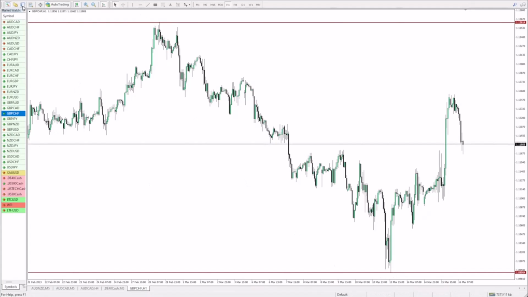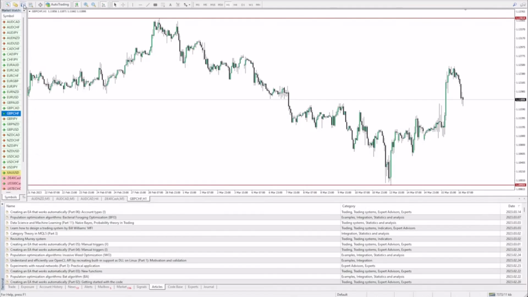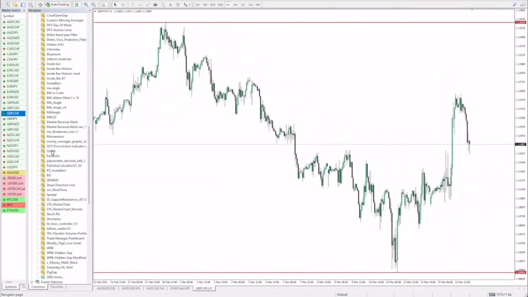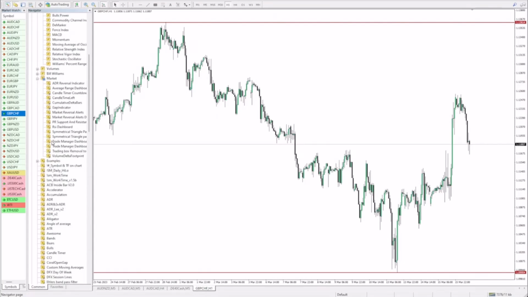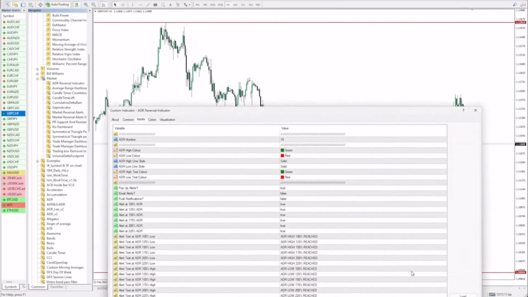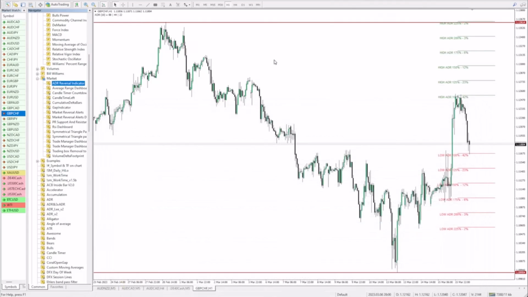Yeah, I'm going to need the ADR indicator on this. For demonstration purposes, ADR reversal. Let me just turn the alerts off in case anything hits.